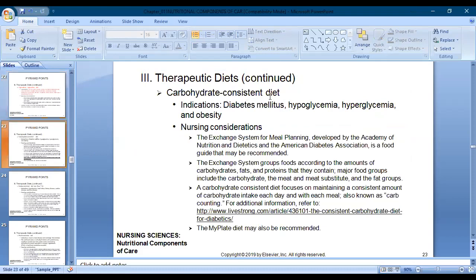Carbohydrate consistent diet. You know, carbohydrate contains sugar. We eat rice, and rice breaks down through metabolism and produces sugar. Sugar is the last molecule produced from carbohydrate. So if anybody has diabetes, we have to give them restricted carbohydrate. Hypoglycemia, give them carbohydrate. Diabetic patient, give them less carbohydrate. Hyperglycemia, less carbohydrate, and obesity. Obesity, so the indication is that we restrict.